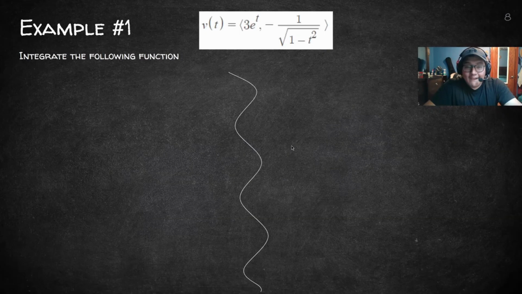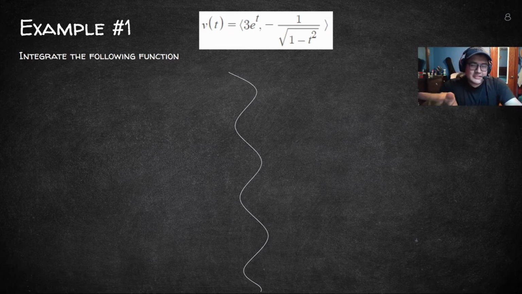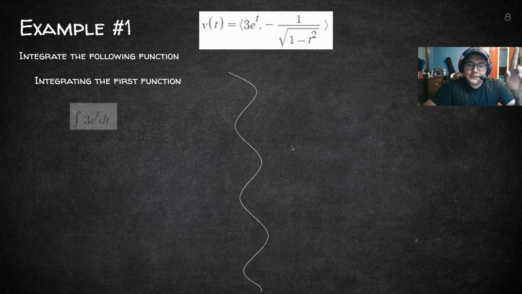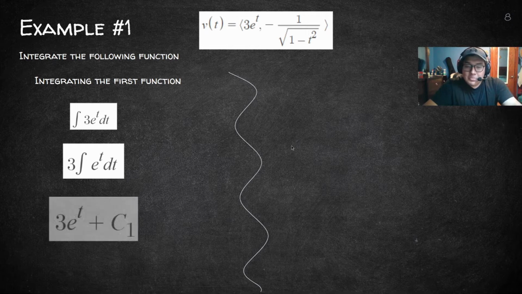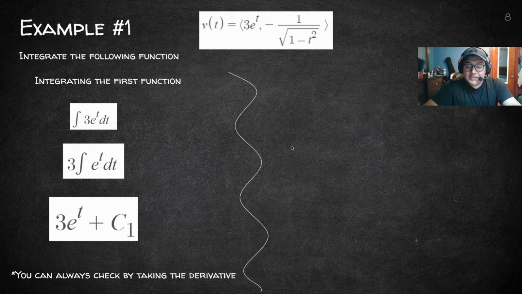And remember, plus c. So example 1, integrate the following function. v of t is equal to, okay, so we have the two functions. Let's pull the first one and integrate that one. So the integral of 3e to the t dt. I'm going to pull out the constant. Always gotta do that. This is a decent integral, pretty simple. It's just e to the t plus c subscript 1 for the first function, of course. And you can always check this by taking the derivative. Make sure it's the function that you get.